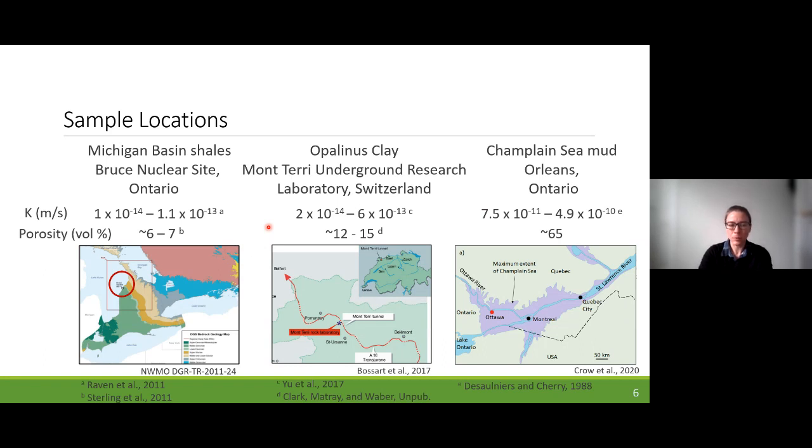The samples we worked on were obtained from the Michigan Basin shales at the Bruce nuclear site in Ontario, the opalinous clay from the Mont Terri Underground Research Laboratory in Switzerland, and the Champlain Sea mud from Orleans, Ontario. All of these samples have low hydraulic conductivities, with the lowest hydraulic conductivities in the shales and the highest in the muds, and a range of porosities, with the lowest porosities in the shales, so 6 to 7% in the shales, and up to 65% porosity in the muds.